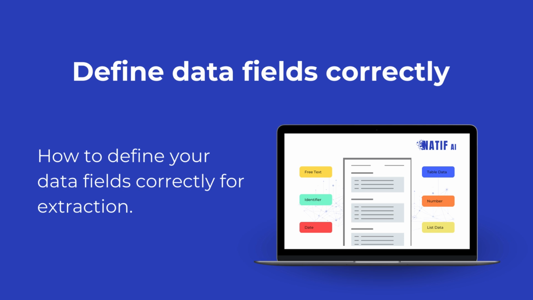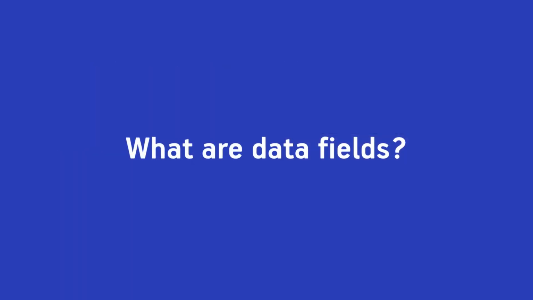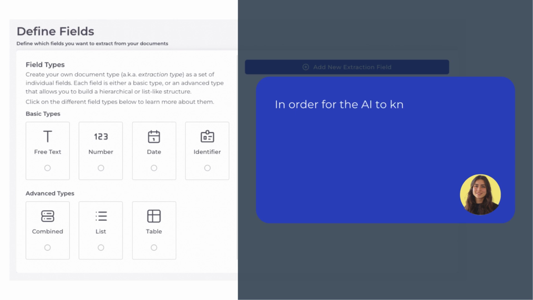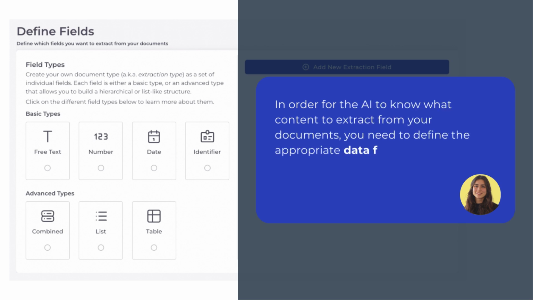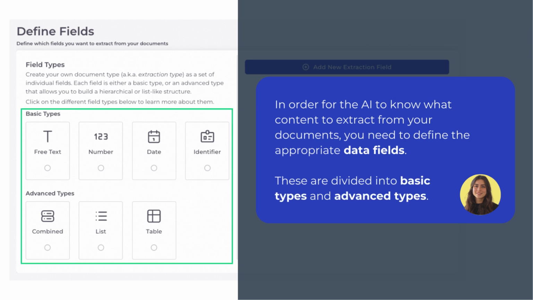In this video, we show you how to define your data fields correctly for your extraction. In order for the AI to know what content to extract from your documents, you need to define the appropriate data fields. These are divided into basic types and advanced types.